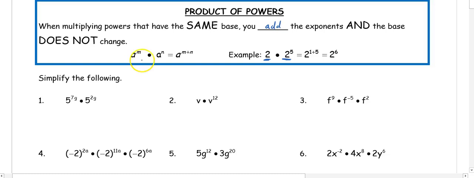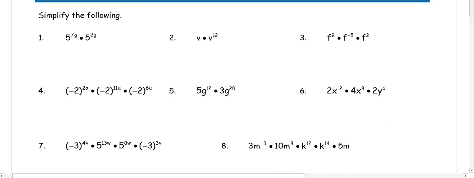So for example, if we have a to the m times a to the n, it's going to be equal to a to the m plus n. Or with more numeric values, 2, which would have an exponent of 1, times 2 to the 5th is equal to 2 to the 1 plus 5, which is 2 to the 6th. So remember, it has to have the same bases in order to combine together. So solve the following expression.